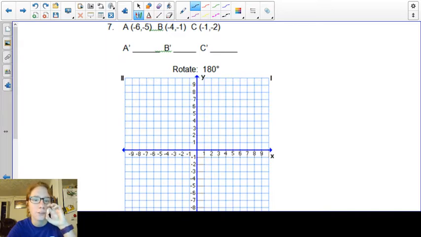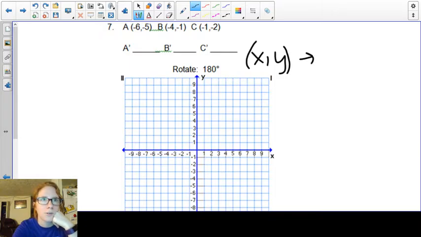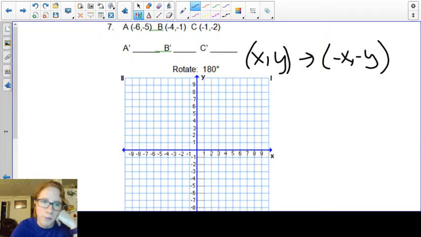Alright, for rotations, when we're going to go 180 degrees, my (x, y) will turn into (negative x, negative y). So let's go ahead and plot my originals. I'm at negative 6, negative 5. I'm at negative 4, negative 1. And I'm at negative 1, negative 2.